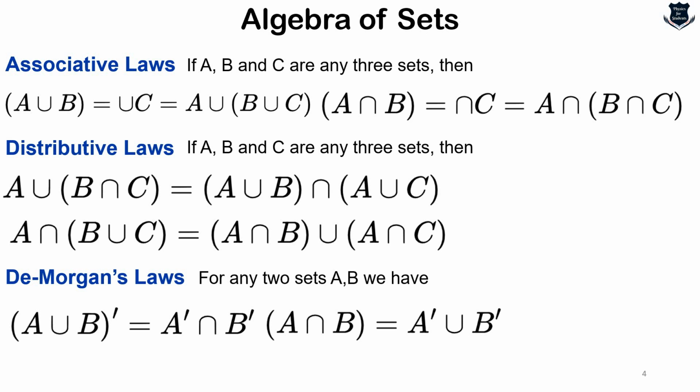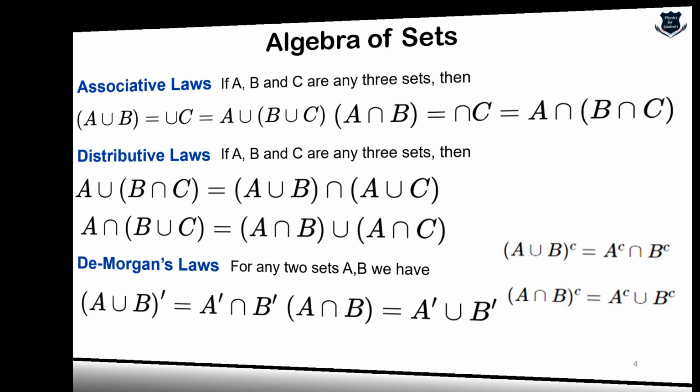Now I've used this strike sign, but we can also write it in this way. C actually denotes the complement, so we will use C so that we can avoid any unnecessary confusion. So the complement of A union B equals the complement of A intersection the complement of B, whereas the complement of A intersection B will be equal to the union of the complement of A and the complement of B.